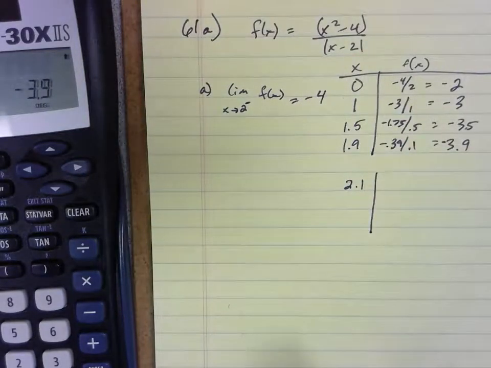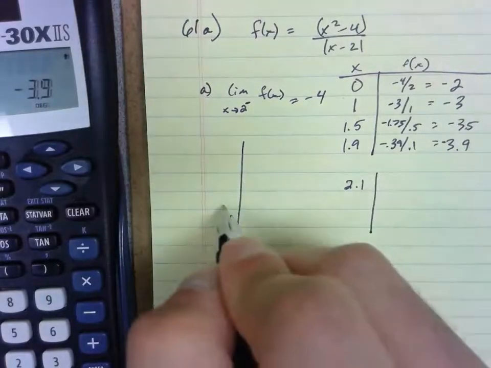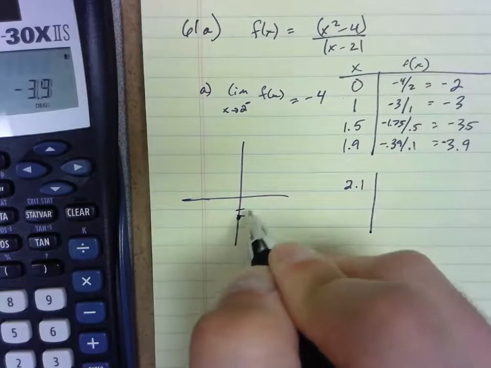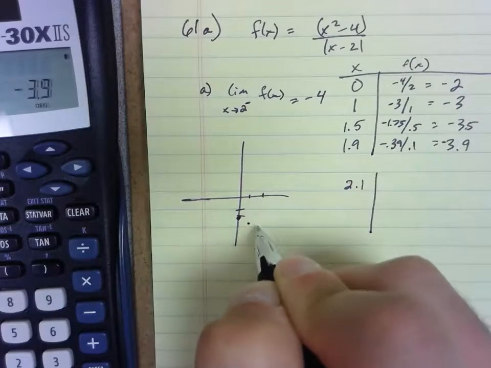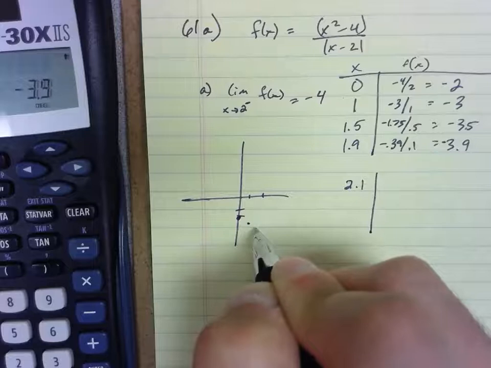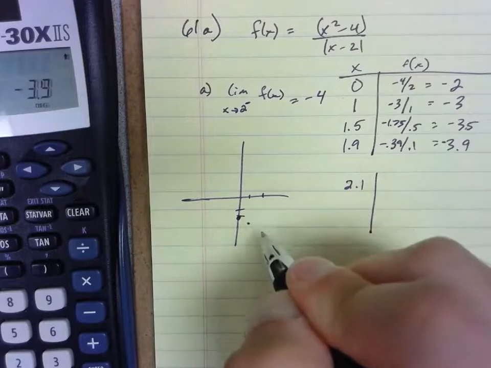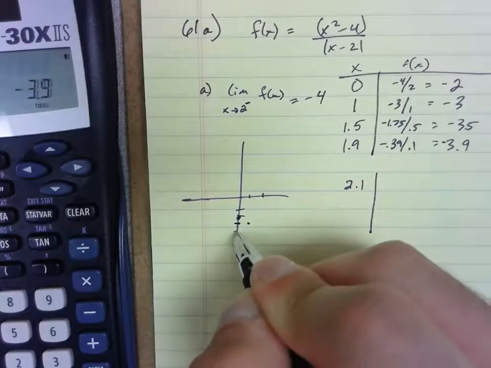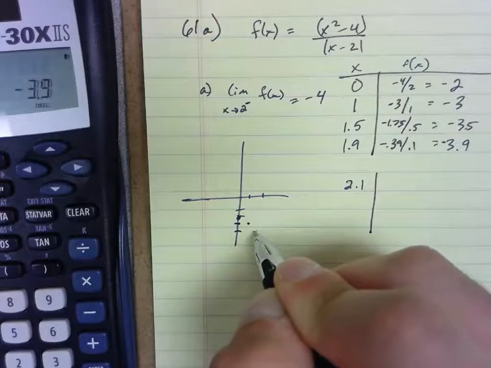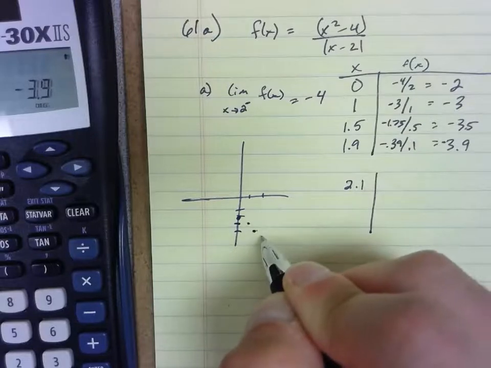And then there's just a hole. There's a hole for both of them. So trying to figure out what this would look like: at 0, it's -2, right here. At 1, it's -3. At 1.5, it's -3.5, and then 1.9 is -3.9.